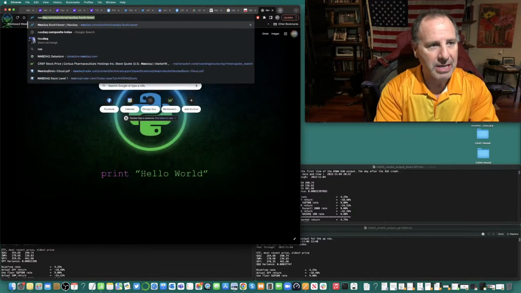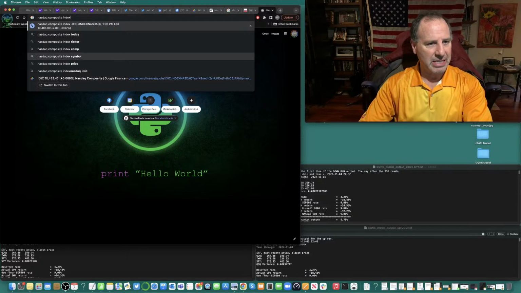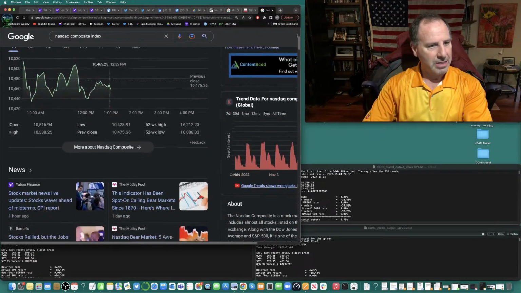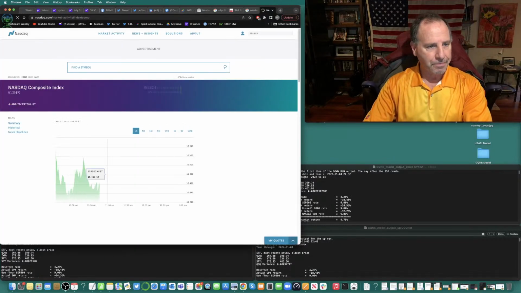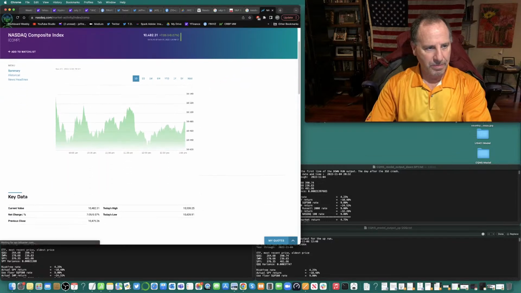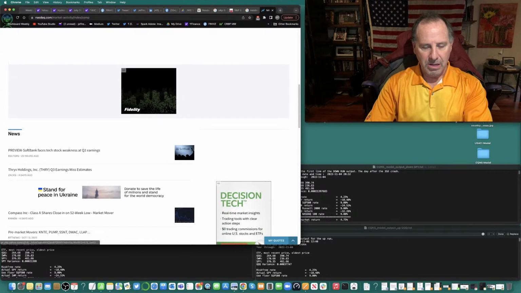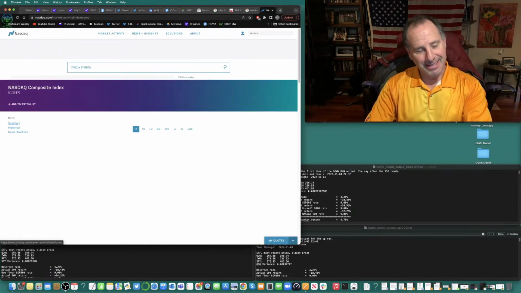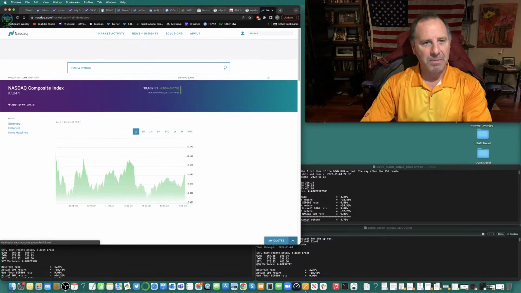So we'll try again. Nasdaq Composite Index. Let's see if we can find some info. No, not a lot of info. So, always interesting, right? These are the major indices, and yet you can't find much out.